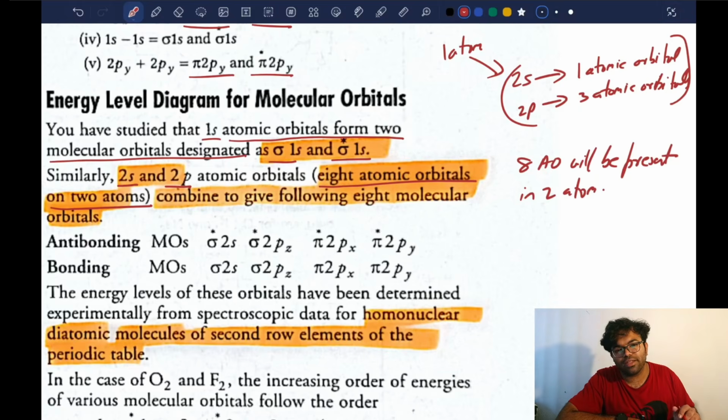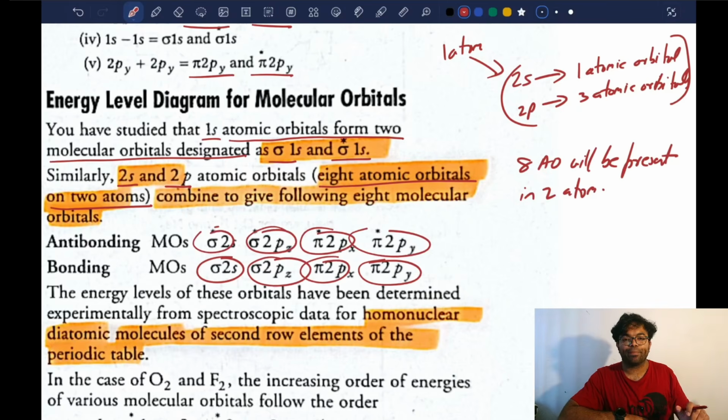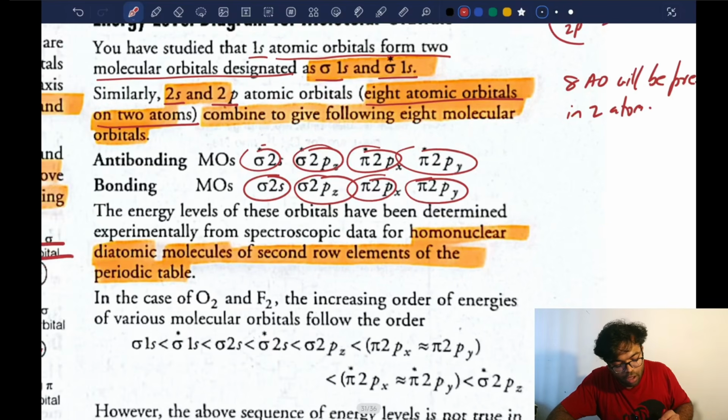If 8 atomic orbitals are combining, how many molecular orbitals will you get? You will get 8 molecular orbitals too. The bonding molecular orbitals will be sigma 2s, sigma 2pz, and then the pi molecular orbitals, pi 2px and pi 2py. Similarly, you will have the anti-bonding molecular orbitals. So 8 atomic orbitals came together to form 8 molecular orbitals. The energy levels of these orbitals have been determined experimentally from the spectroscopic data of homonuclear diatomic molecules of the second row elements.